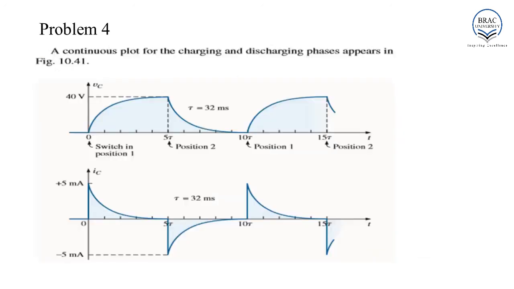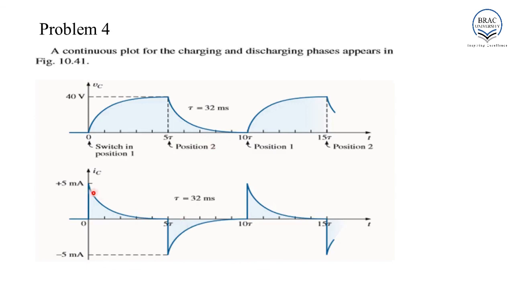A continuous plot for the charging and discharging phase appears as shown here. The first graph shows the voltage of the capacitor against time, and the second graph shows the current that flows through the circuit with respect to time. For the capacitor to be fully charged, it takes 5 tau time period, and to be fully discharged, it takes another 5 tau time period. Therefore, a complete cycle of charging and discharging will take 10 tau time period.